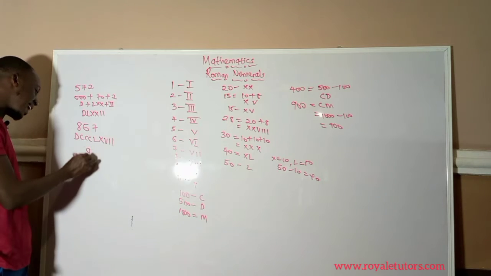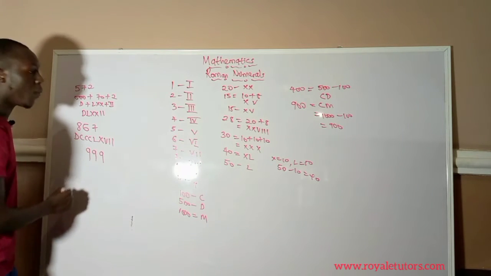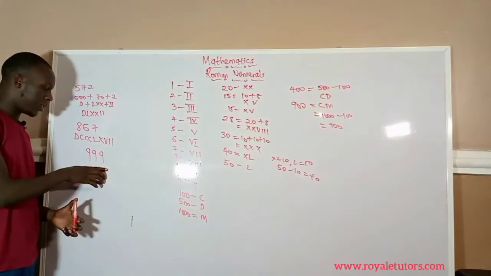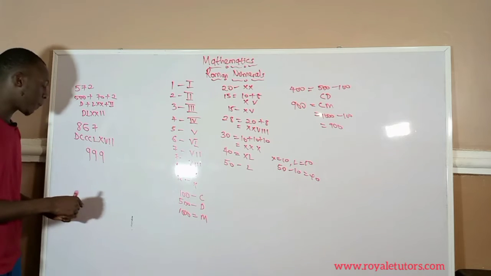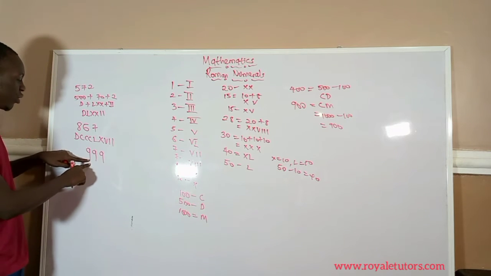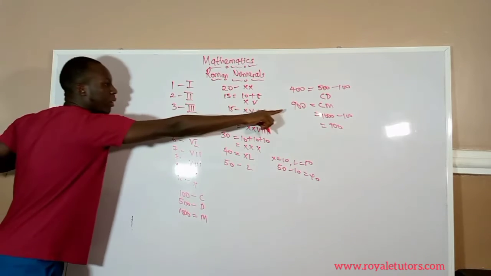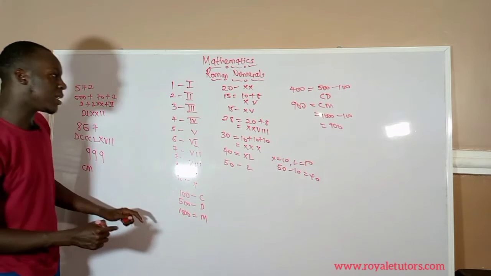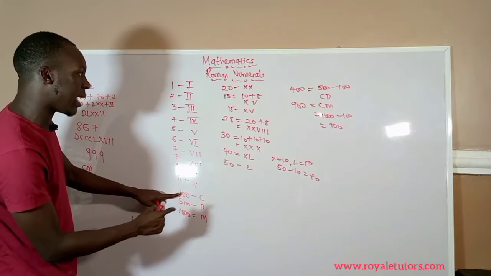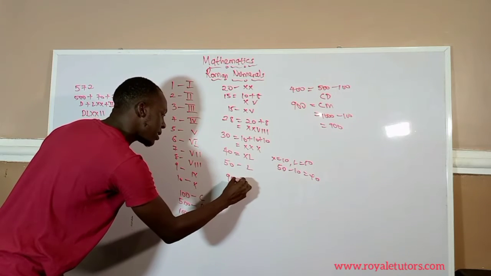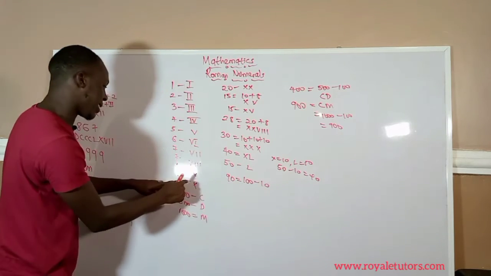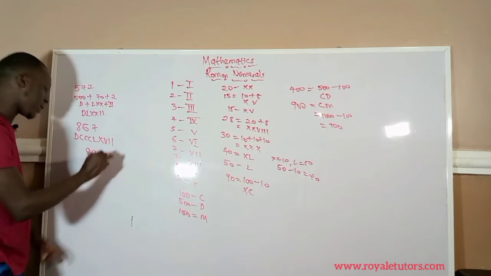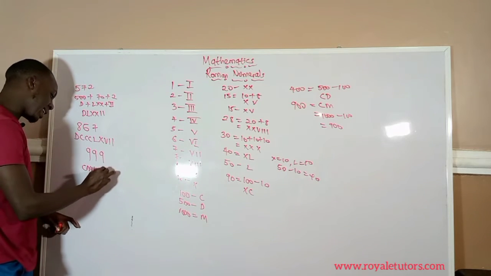Now what is 999? I would like you to try this out before continuing with this video. So 999, I know what 900 is. 900 is CM, as I've done here. What is 90? 90 is 100 minus 10. So what's 10? X. And what's 100? C. So 90 will be XC. Then 9 will be IX. So this is CMXCIX, 999.